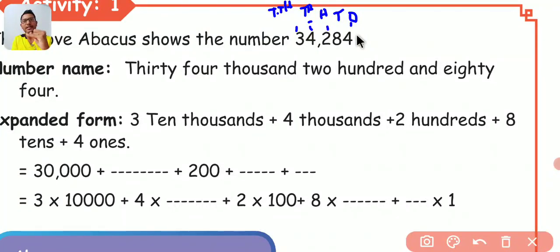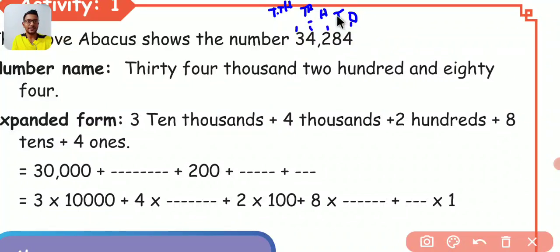First one ones, second one tens, third one hundreds, fourth one thousands, fifth one 10,000, sixth one lakhs, seventh one 10 lakhs, eighth one crores, ninth one 10 crores. Okay, these are all the places. So according to those places I am writing here.